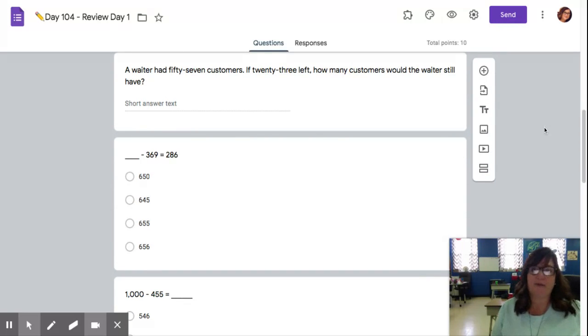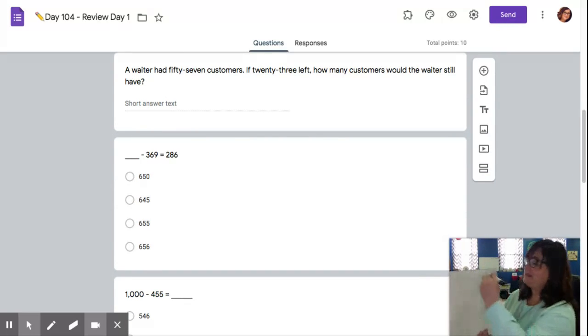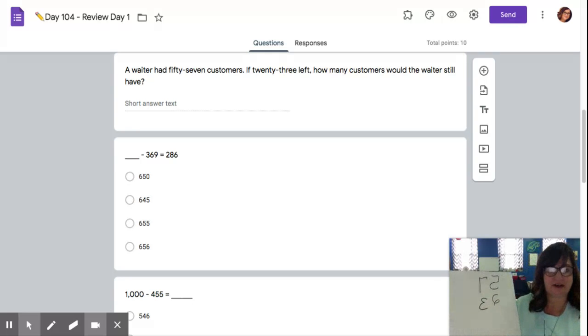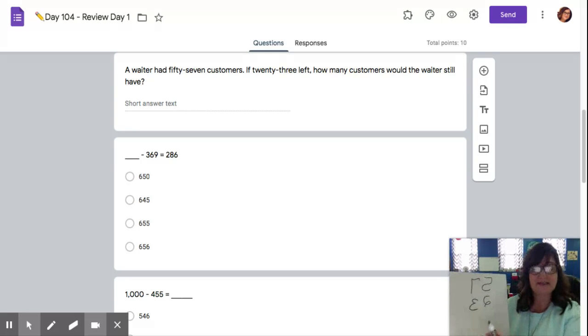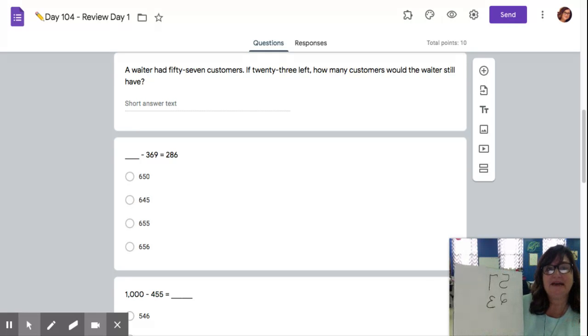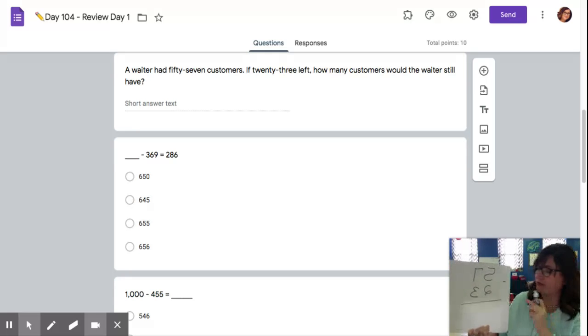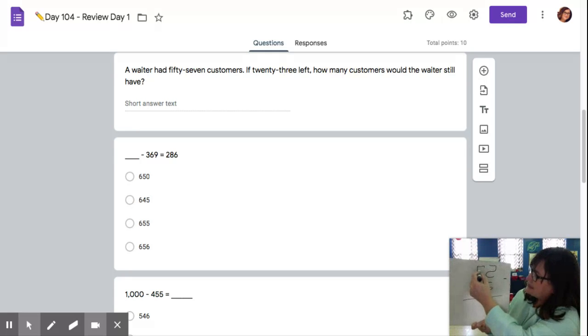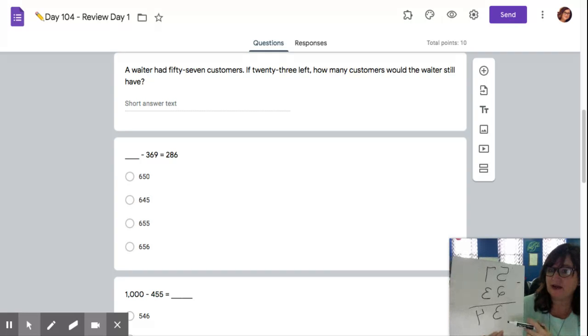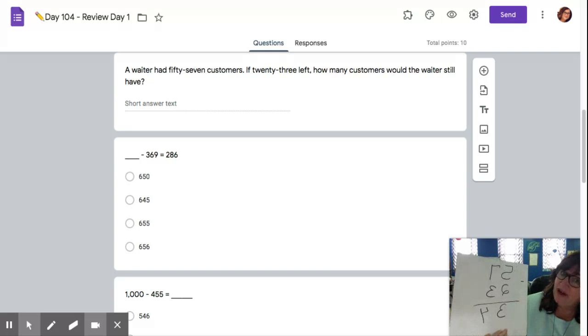Let's look at number 3. That is a word problem. A waiter had 57 customers. 23 left. Well, we need to ask ourselves, what happened here? People went away, so we know we're going to subtract. How many customers would the waiter still have? So if you start out with 57 and 23 leave, you know you're going to subtract. 7 minus 3 is 4. 5 minus 2 is 3. So you would choose your answer here. The waitress would still have 34 customers.